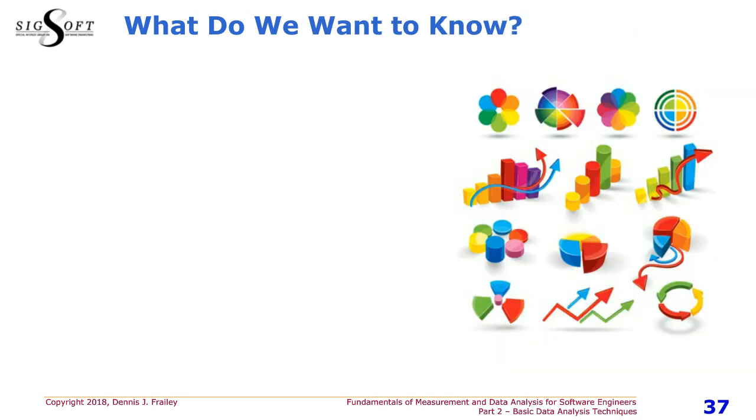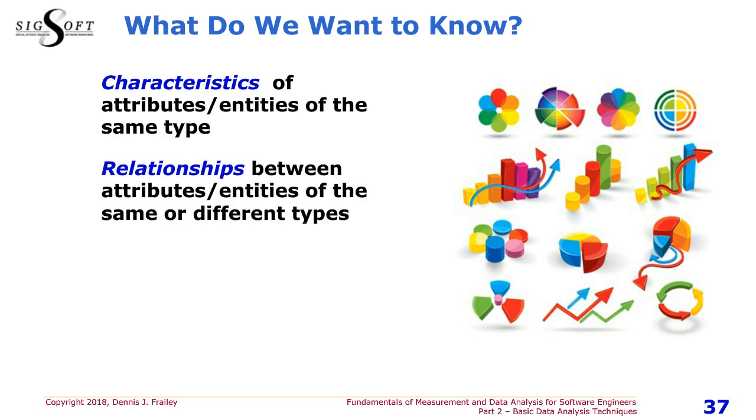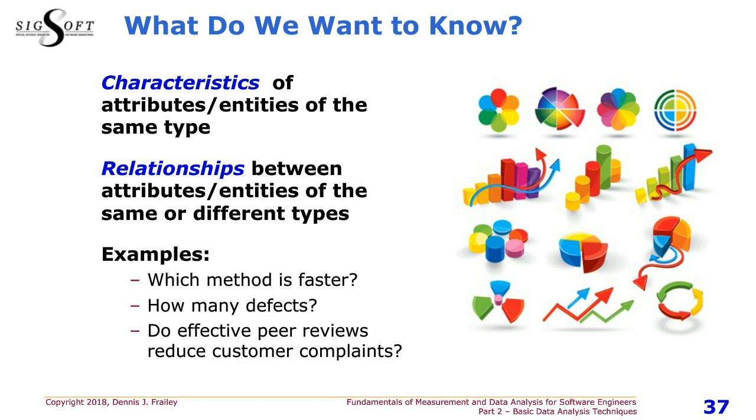What kinds of things do we want to know? What are our information needs typically? We want to know characteristics of things. We want to know relationships between things. We want to know which method is faster. How many defects are there? Does this work? Those are the kinds of things we want to know.